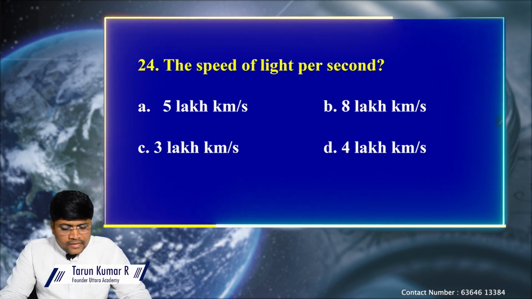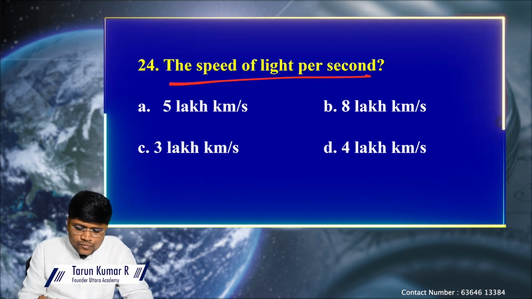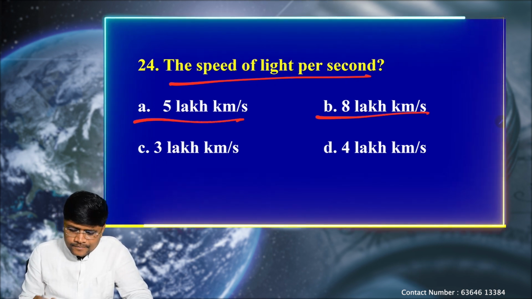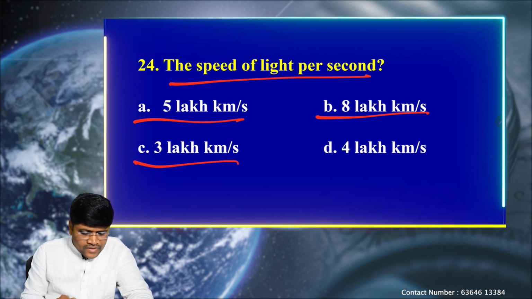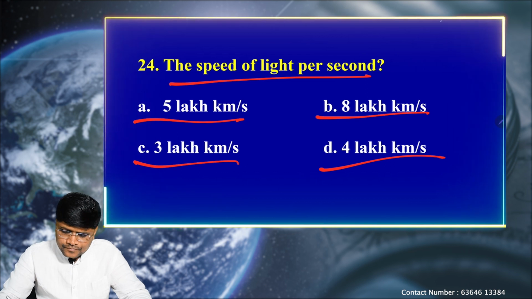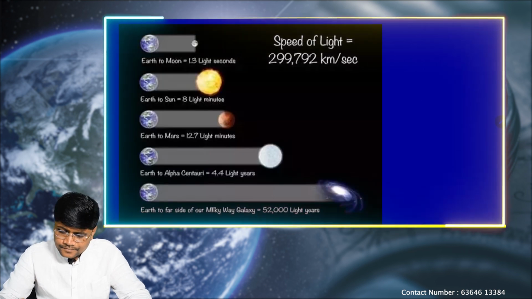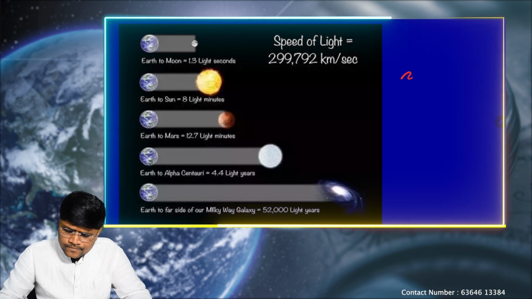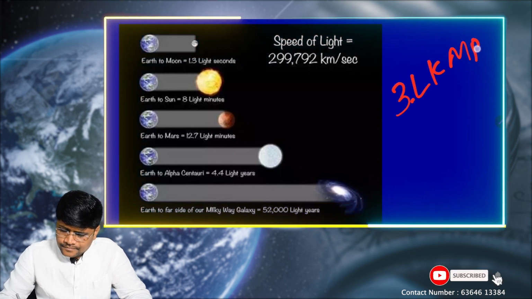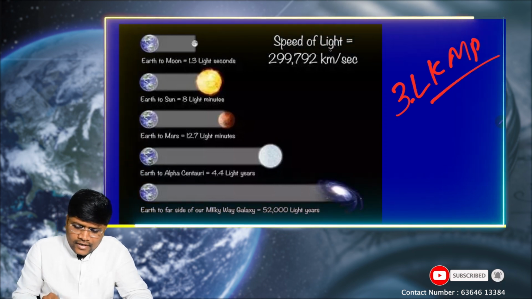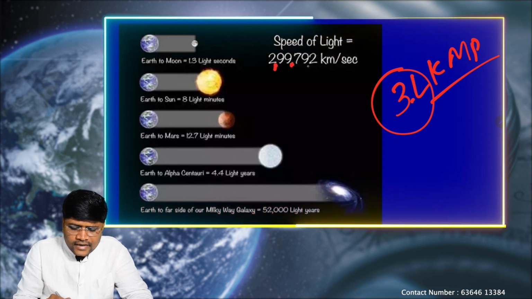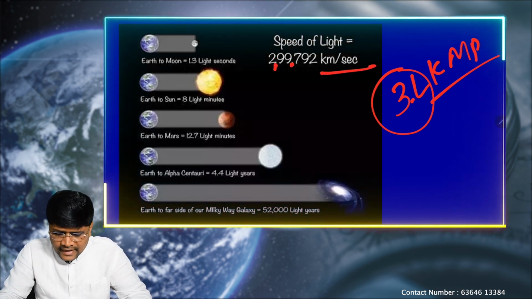Next question: the speed of light per second. What is the speed of light per second? Option A 5 lakh kilometer per second, B 8 lakh kilometer per second, C 3 lakh kilometer per second and D 4 lakh kilometer per second. Let's see the explanation. We know that light travels at a speed of 3 lakh kilometer per second. Roughly, in round figures, we say 3 lakh kilometer per second, but actually it is 2,99,792 kilometer per second.